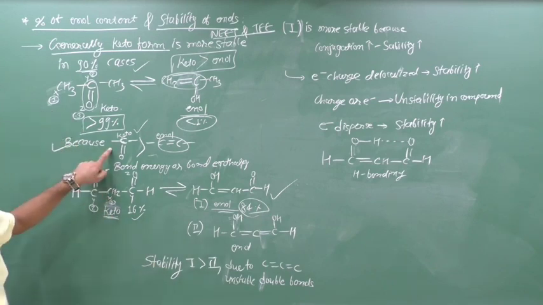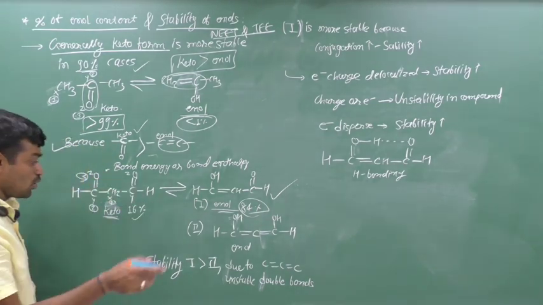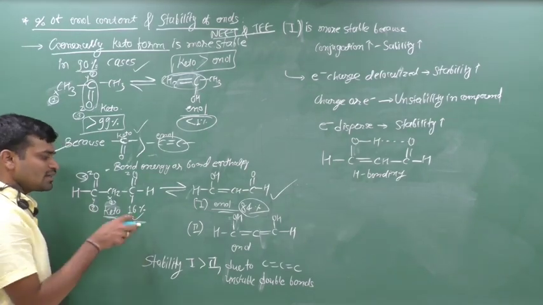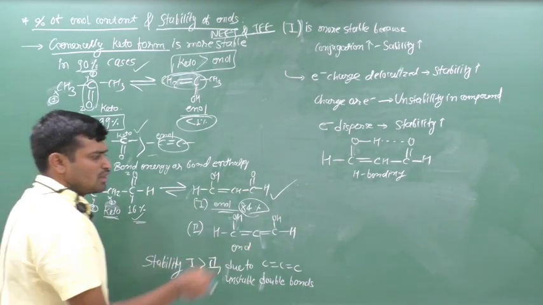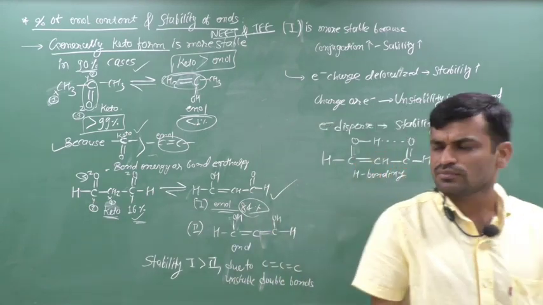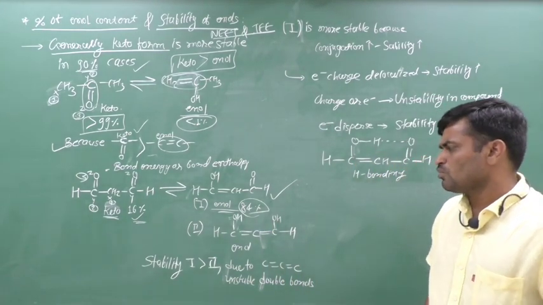Generally, we can say that keto form is more stable than enol form, but not in all cases like that. Here keto form is in a lesser amount than enol. Here enol is more stable or present in a greater amount.